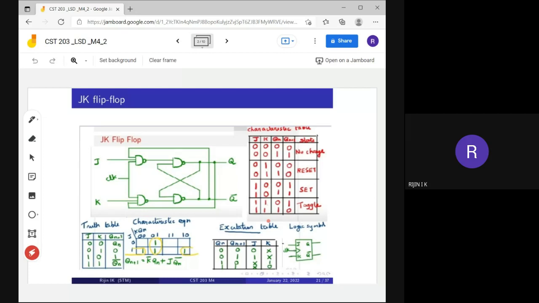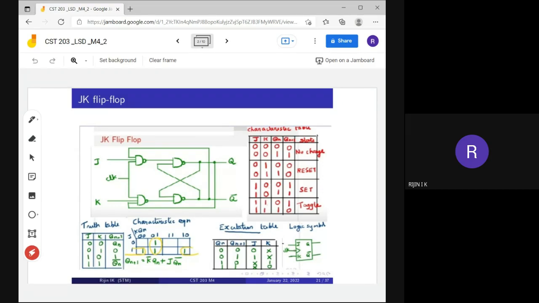That is, if both the inputs are 1, then it goes to a toggle state. If the current state is 0, then it goes to 1, and if the current state is 1, then it goes to 0. Okay, so that was the situation.